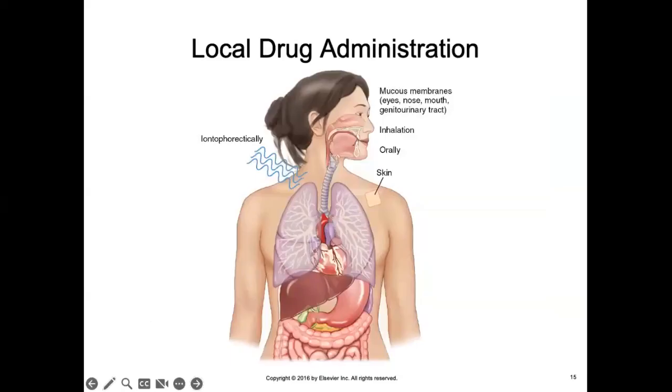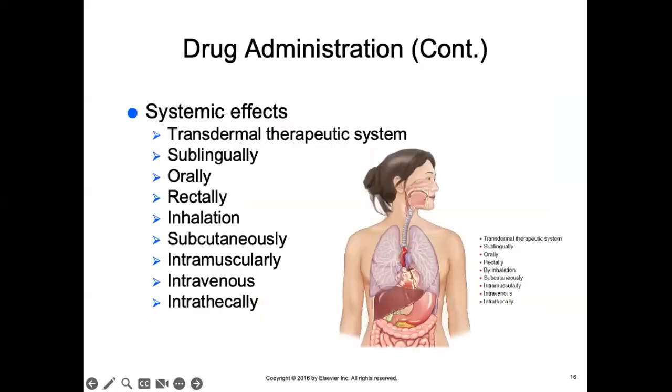So when we look at local drug administration, right, we can go through the skin, we can go through the GI, we can be inhaled, or we can go through mucous membranes, such as in the eyes, nose, mouth, and your genital tract, okay, or ionophoretically, right, through the skin. Systemic effects.